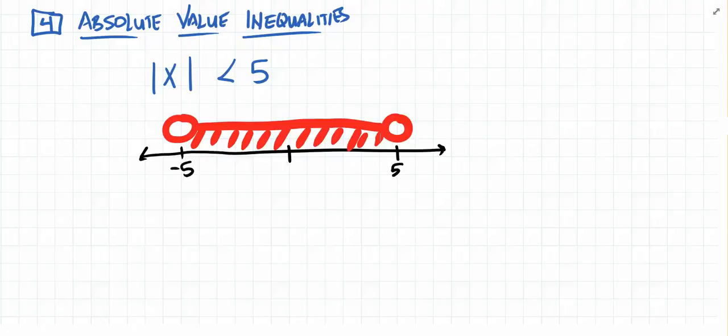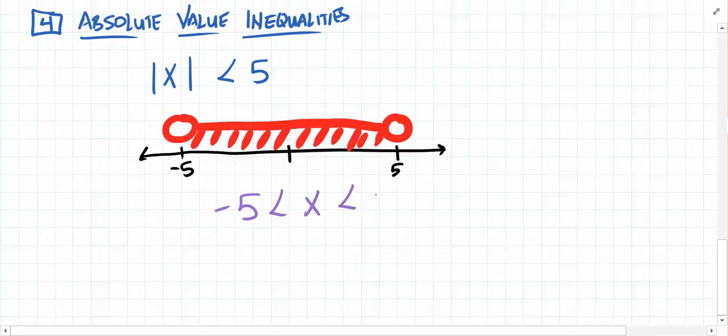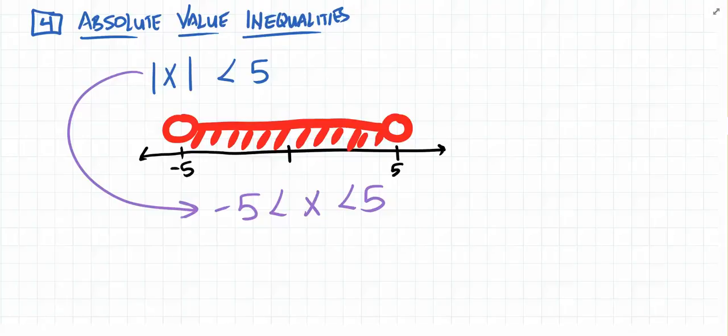Negative 5, 5. How do I write that as an inequality? Very good. Negative 5 is less than x, which is less than 5. Absolutely perfect. So look, we have now just realized that the statement the absolute value of x is less than 5 means negative 5 is less than x is less than 5. That's what it means graphically, right?